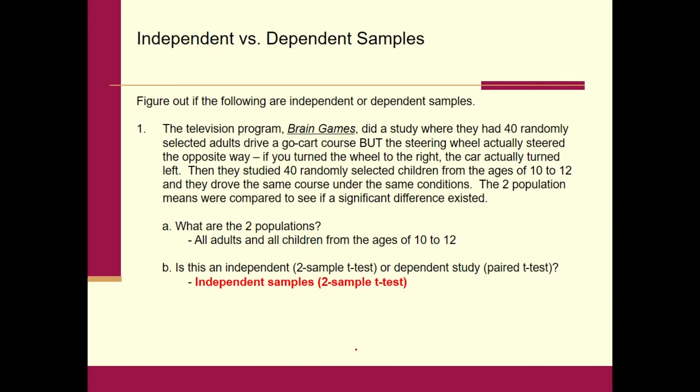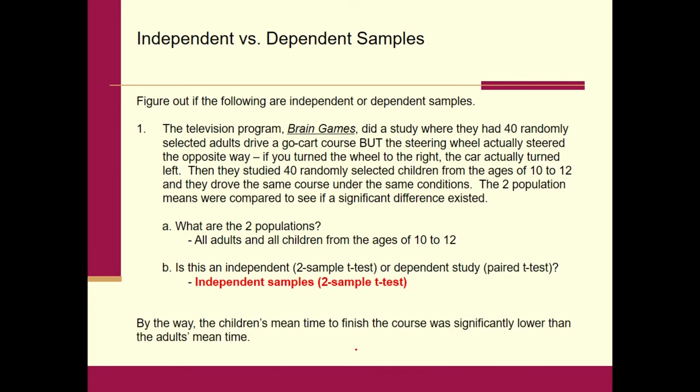All right, so hopefully you said that in this case, this is the independent samples, the two-sample t-test. Now why would this be the case? Well, because we have 40 randomly selected adults, we have 40 randomly selected children from the ages of 10 to 12. There's no natural pairing going on, okay? And there you go. All right.